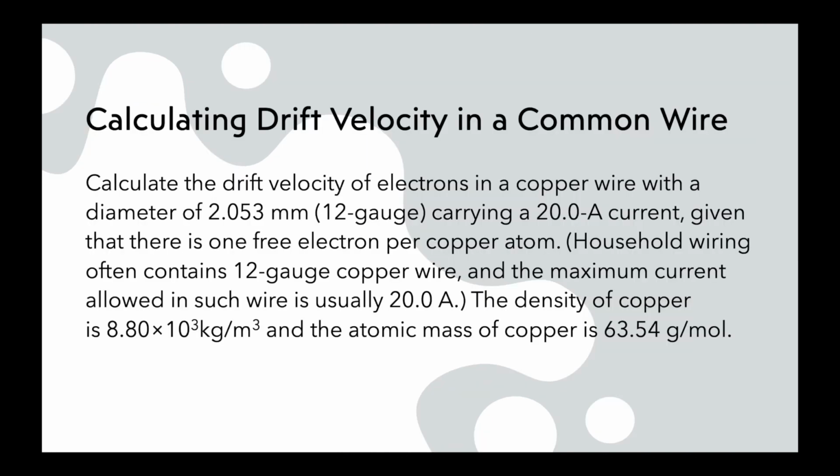Calculate the drift velocity of electrons in a copper wire with a diameter of 2.053 millimeters, 12 gauge, carrying a 20 amp current, given that there is one free electron per copper atom. Household wiring often contains 12 gauge copper wire, and the maximum current allowed in such wire is usually 20 amps. The density of copper is 8.80 times 10 to the third kilograms per cubic meter, and the atomic mass of copper is 63.54 grams per mole.